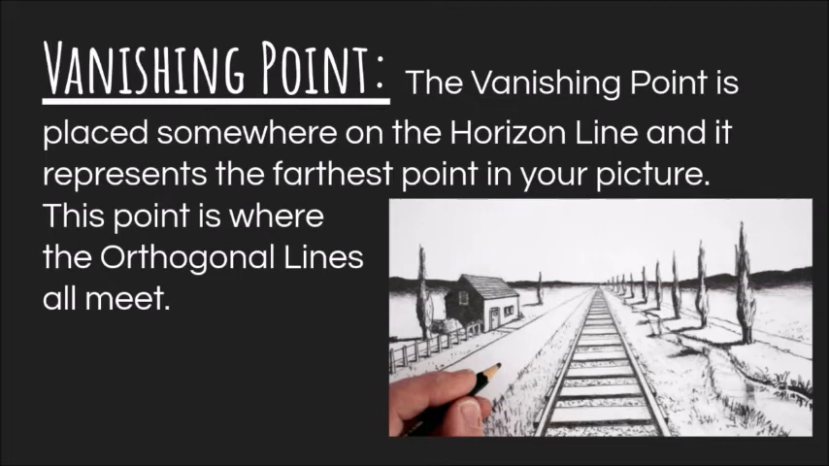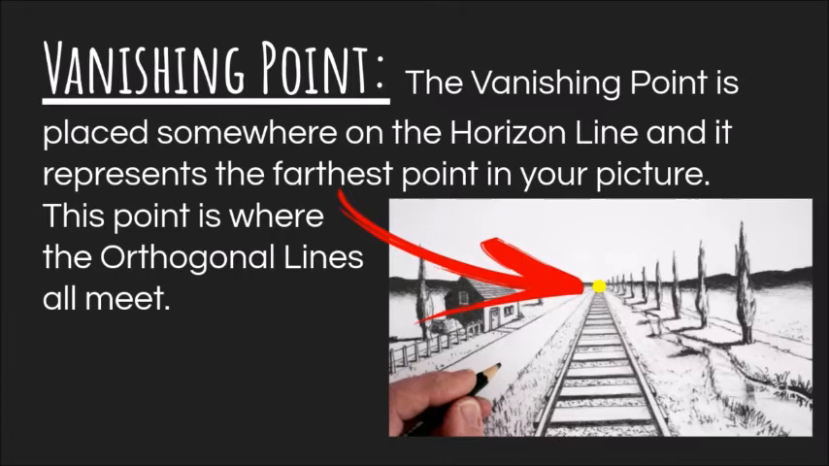Our second thing we're going to be talking about is a vanishing point, and that is a point placed somewhere on the horizon line, and it represents the furthest point in your picture, okay? And in this one, it is right here at the top of the railroad tracks, okay? And this is the point where all the orthogonal lines meet, which is something that we're going to be talking about in a short bit, okay?